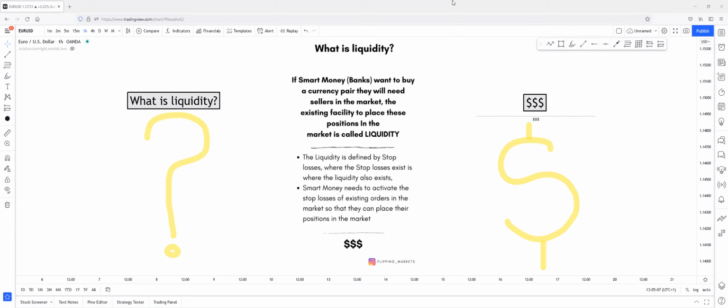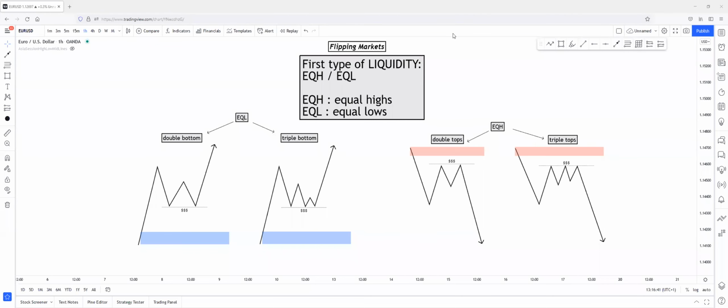Okay, let's see some examples for this. Our first type of liquidity is the equal highs and the equal lows. The names speak for themselves. Price will form equal lows when the low points are on the same level, and also price will form equal highs when the highs are on the same level. We have two types of equal lows and two types of equal highs.